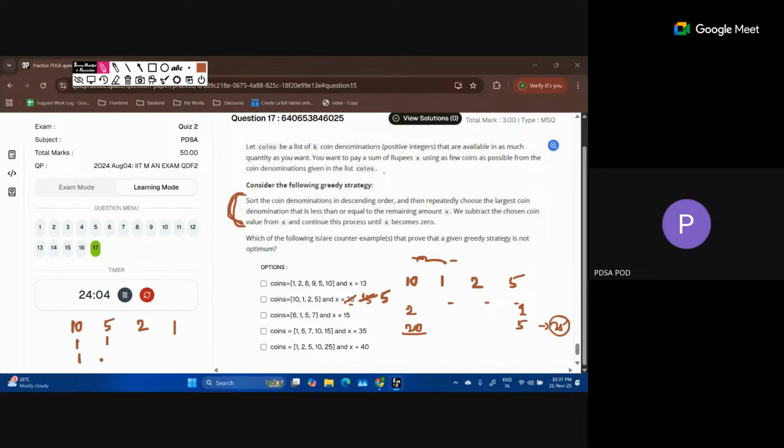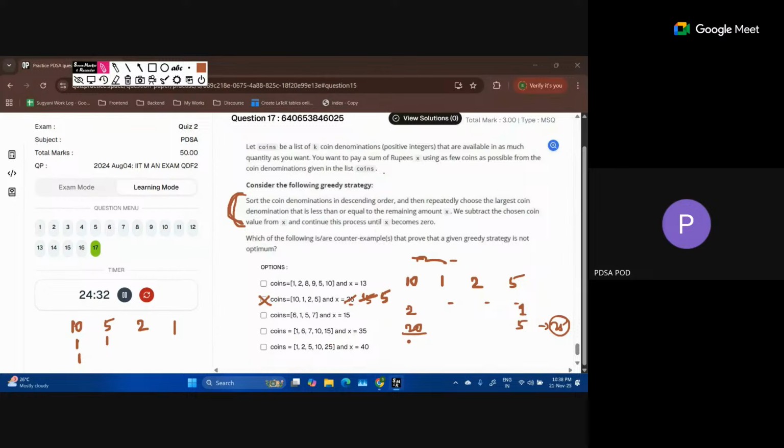Okay, so the number of coins that you need is equal to 3 here. In the optimal strategy it was 3, and here also it is 3. So this is not a counter example. You have to solve each of these likewise to find a counter example. We'll find which of these will give you the counter example.